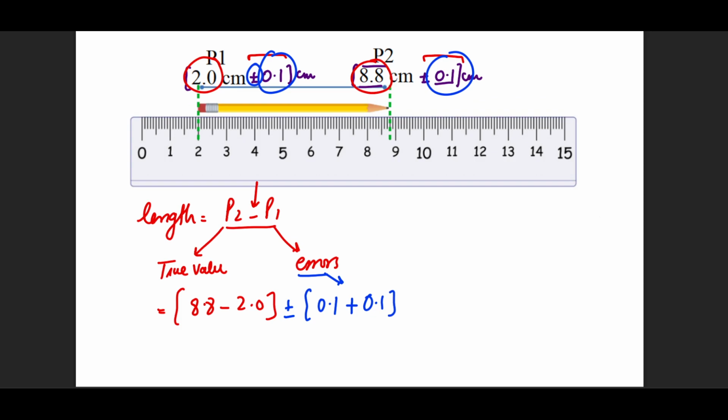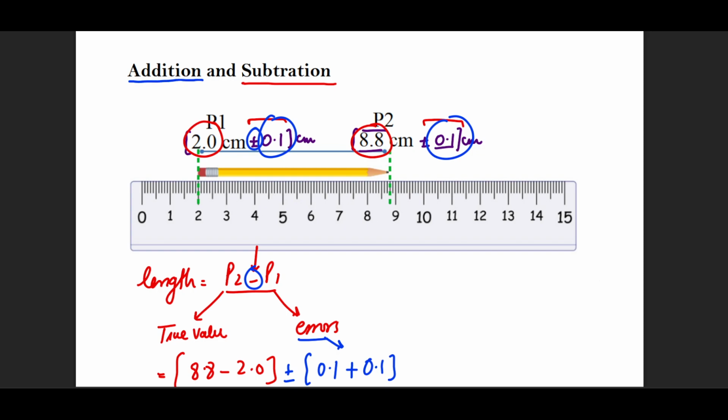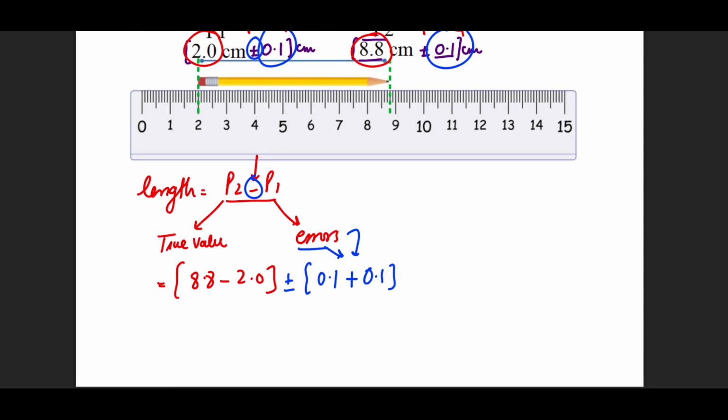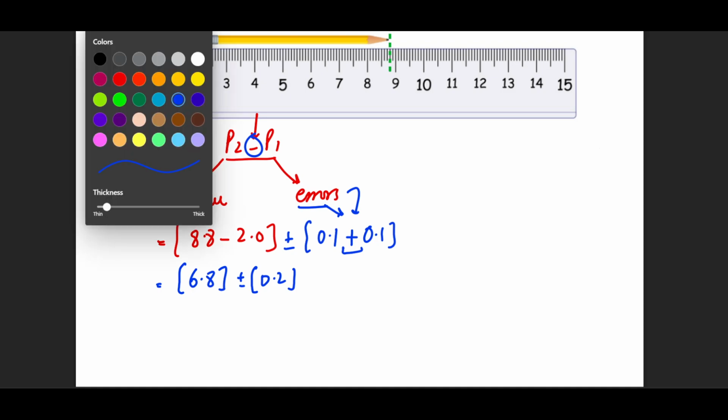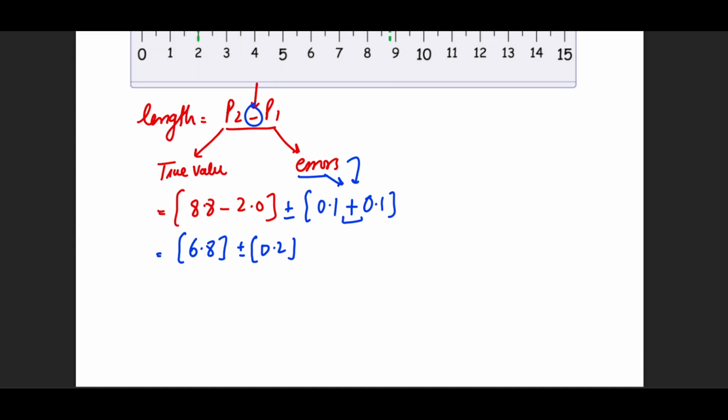Notice that even if you're dealing with a function of subtraction or a function of addition, errors of both quantities will always be added together. I will get to this in the next example as well. So what's going to happen in the next step? You subtract 2 from 8.8, you get 6.8 plus minus how much error? This is going to be 0.2. So error in addition and subtraction will always be added together. Now this is your answer for length.